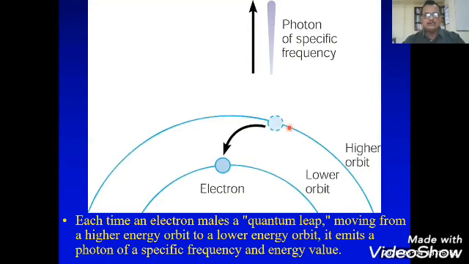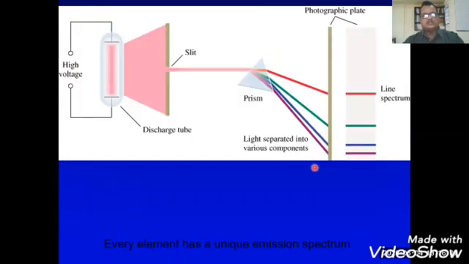So again, this is the same thing. This is a higher orbit, this is a lower orbit. When an electron jumps from higher to lower orbit, it will give away energy in the form of electromagnetic radiation. So this is how the hydrogen spectrum is recorded.